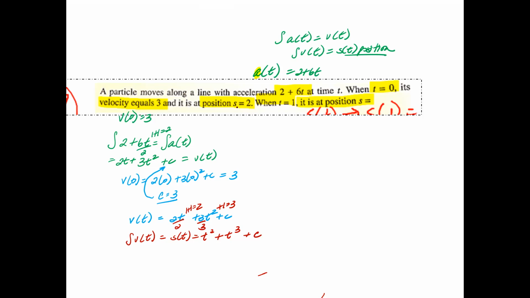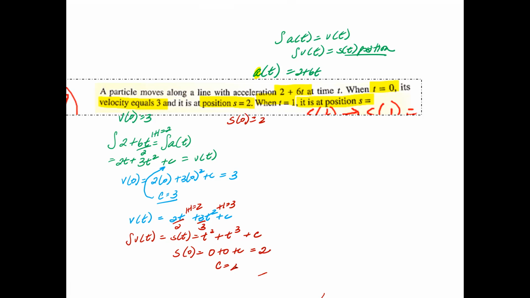Now, it is given to you that the position function is at 2 when s of 0, or when t is equal to 0. So I'm going to use that information to find the c here. And sometimes in the text, because we already have a c, sometimes they might replace that c with a k instead. So then I have s of 0 equals 0 plus 0 plus c, which is equal to 2.